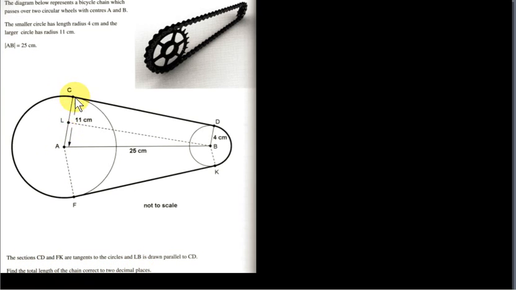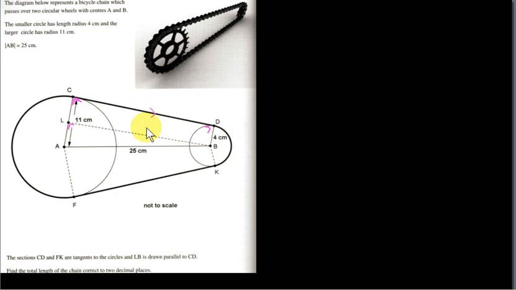Now, AC is the radius from the center to the point of contact of the tangent at C. So this chain is tangential, and we know that we have a right angle here. Because LB is drawn parallel to CD, we know that this angle here is also 90 degrees. This line is parallel to this line, so these are also known as corresponding angles. We have a similar situation over here actually. CD is tangential to this circle here, so we have a right angle here because this line is a radius to the point of contact.